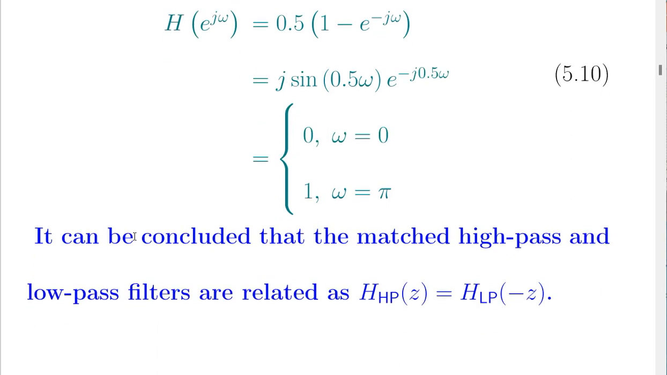It can be concluded that the matched high pass and low pass filters are related as H high pass of z is equal to H low pass of minus z. Is it by chance, or does it happen every time for any degree, any type of high pass and low pass? It means that wherever you see z in a low pass filter, just change it to minus z and it will lead to a high pass. And that's a great idea, isn't it?